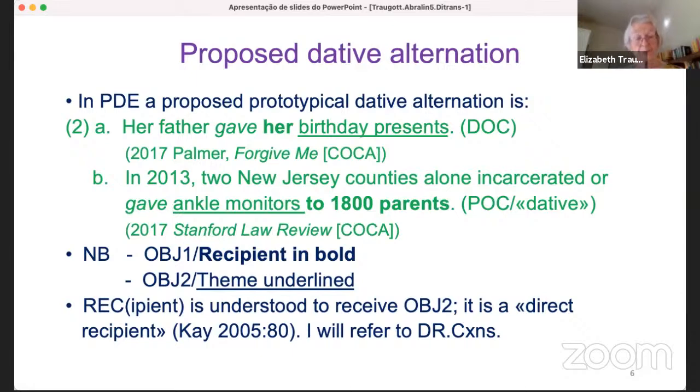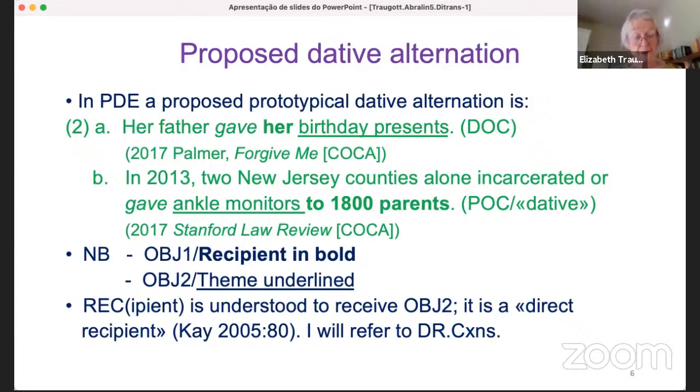Now, just for convention, so that we can keep track of these different objects: object one, the recipient, normally a human being, but not always, is in bold. So "her" in 2A and "to 1,800 parents" in 2B. And the theme, usually non-animate, is underlined, so "birthday presents" in 2A and "ankle monitors" in 2B.